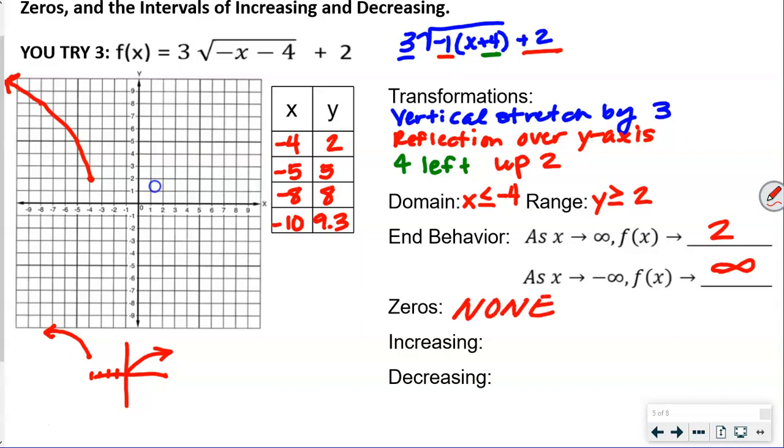Now, let's talk about our intervals of increase and decrease. So as we're moving from left to right, okay, is the graph increasing or decreasing? I would agree, it's decreasing. So it would have no intervals of increase, it's decreasing. And where's it decreasing from? It's decreasing from negative infinity to what point, y'all? To the -4. Again, remember, we're talking about the x values here when we're talking about intervals, okay?